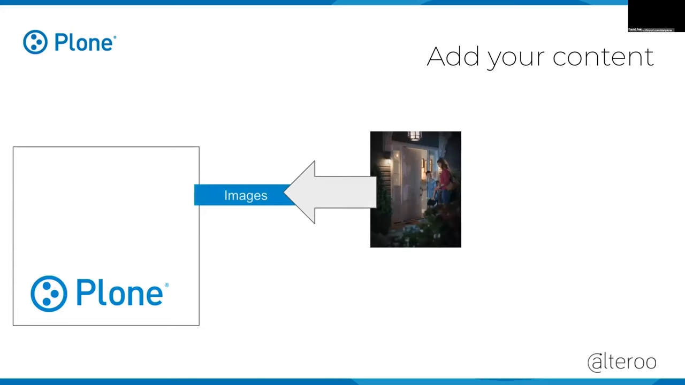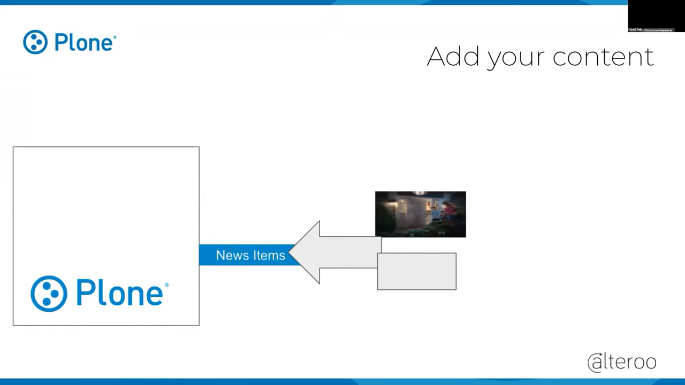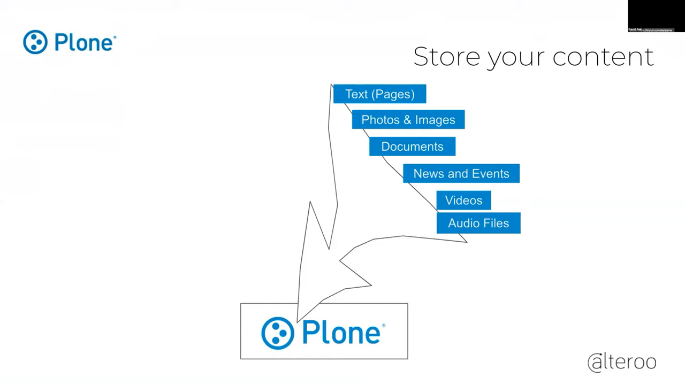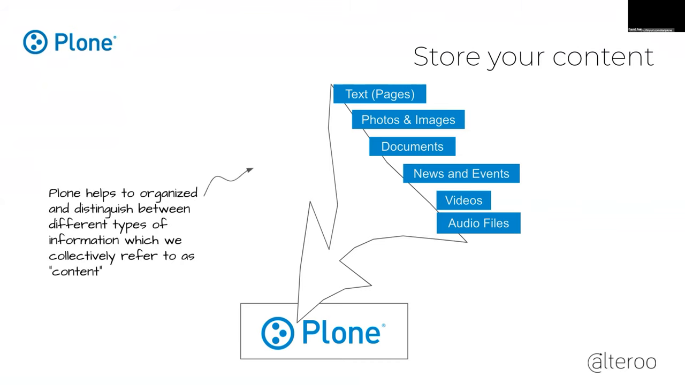And that content could be text, it could be images, it could be a news item, which sometimes combines text and images. And content has different purposes, as you can imagine. Content could be even a form that someone can fill out. Here are some of the types of content that are fairly common to add to a Plone site. And Plone helps you to organize and distinguish between those types of content. And we often refer to the whole thing as content, just for simplicity, hence content management.